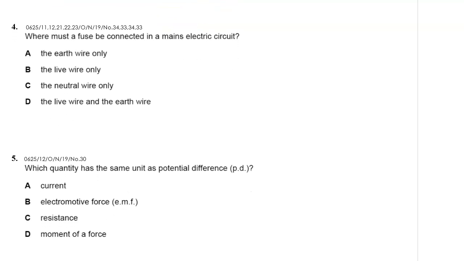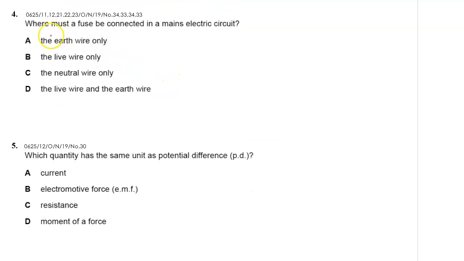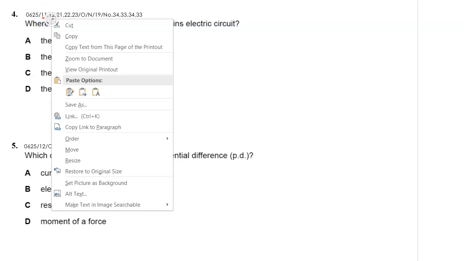Number 4. This question number 4 appeared in almost all the variants, with the exception of a few, and the question numbers indicated are 34, 33, 34, 33. Where must a fuse be connected in a mains electric circuit? Where do we find a fuse in the main electric circuit?